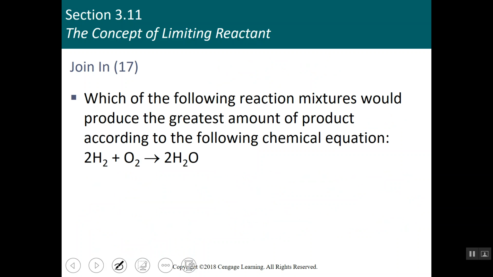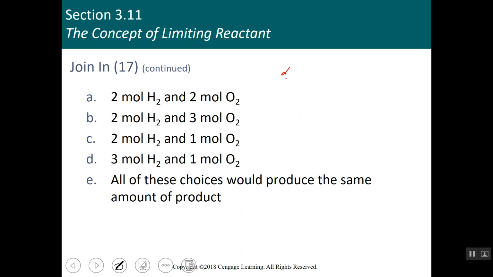Which of the following reaction mixtures would produce the greatest amount of product according to the following chemical equation? So the equation was 2 moles of hydrogen plus 1 mole of oxygen gave me 2 moles of H2O. If I have 2 moles of hydrogen and 2 moles of oxygen, how many moles of water am I going to get? I'm going to get 2. If I have 2 moles of hydrogen and 3 moles of oxygen, I'm still only going to get 2 moles of water. If I have 2 moles of hydrogen and 1 mole of oxygen, which is the exact stoichiometric ratio, still going to get 2 moles of water.